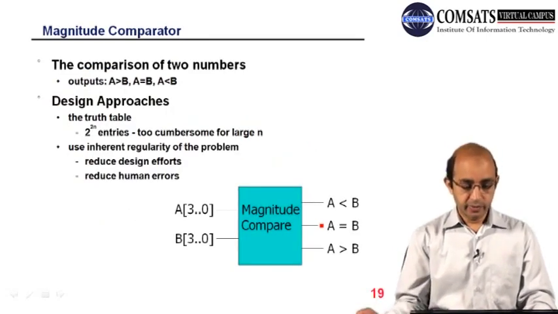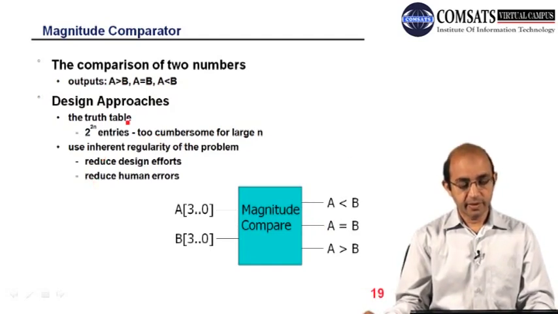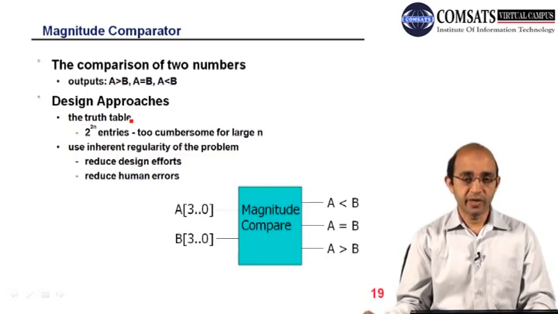Okay, so let's talk about the design approaches. We can use the truth table as we did before, but it will be very difficult for us if we have more bits. For example, if we have 5 bits, 6 bits or more, then it is not possible for us even to write down the truth table on a piece of paper.